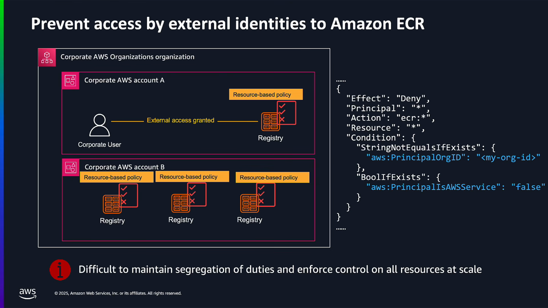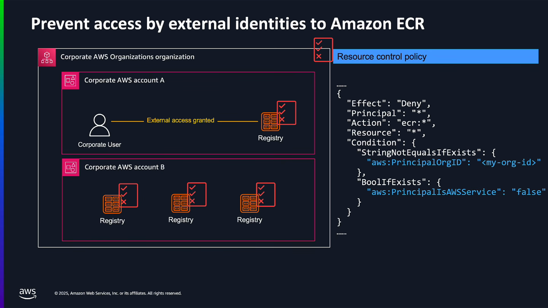To dive deeper into what RCPs can do for you, let's take a look at this example. Here, on the left-hand side, I have an AWS organization structure with accounts A and B. In this use case, I would like to prevent external identities that are not part of my AWS organization from accessing the Amazon ECR registry. Without RCPs, you would have to apply a resource-based policy to each registry in order to enforce these preventative controls. While this works, it is not a scalable solution for security teams that want centralized preventative controls while giving developers the freedom to build applications in a scalable and secure manner.